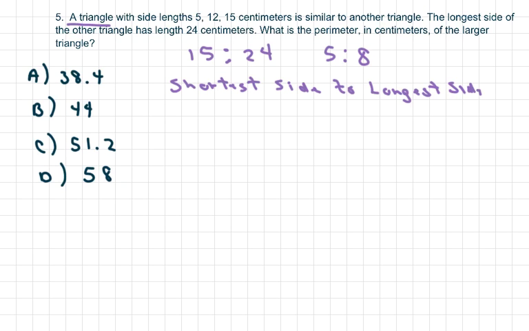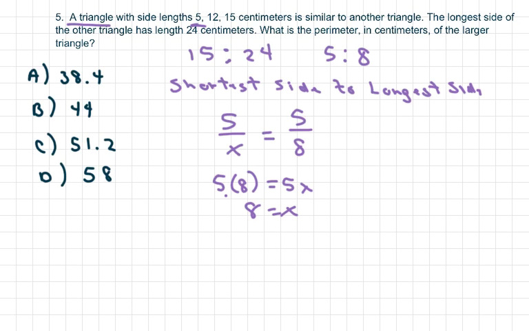So I'm going to put the longest side on this side. So this is 5 to 8. And 5 goes with the 5 here. So this is 5 to x. And then cross multiply. So you get 5 times 8 equals 5x. This is 40, or you can just divide by 5, so 8 is x.